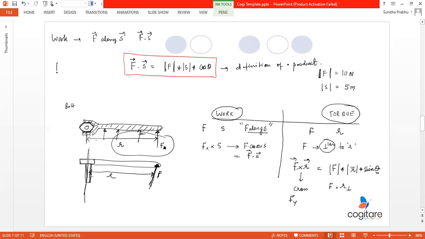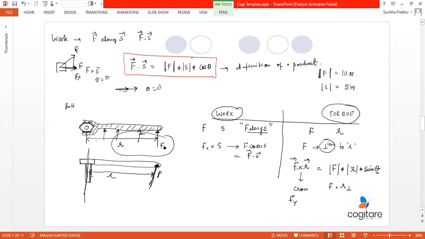Just like if the force were applied parallel to the displacement, you will not bother about Fx and all. You will simply say F into S because it is exactly along S. Only when you have this kind of angled force do you have to take Fx. Here, what will be Fx? Theta is equal to 0. Why? The force is actually being applied along S. The angle between S and F is 0. So F into cos 0, which is 1, is F into S.